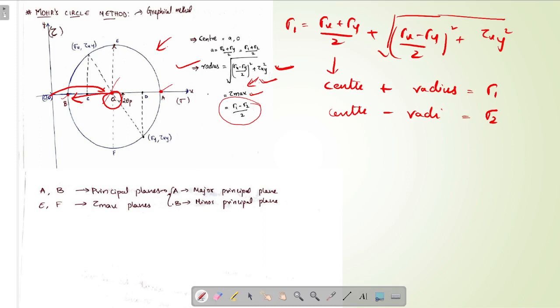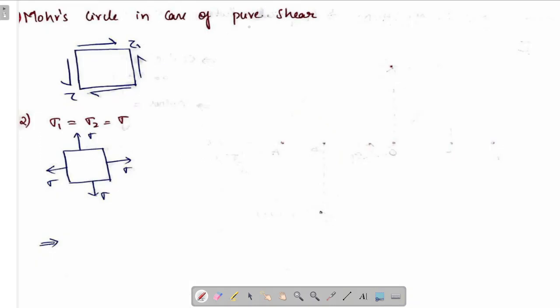Subtracting, that is OA minus OB, gives us the diameter. Dividing it by 2 gives us the radius. That means tau max is equal to the radius of the Mohr circle, which is equal to (sigma 1 minus sigma 2) by 2, which is equal to this formula also. Okay. Now let's draw the Mohr circle in case of pure shear condition.